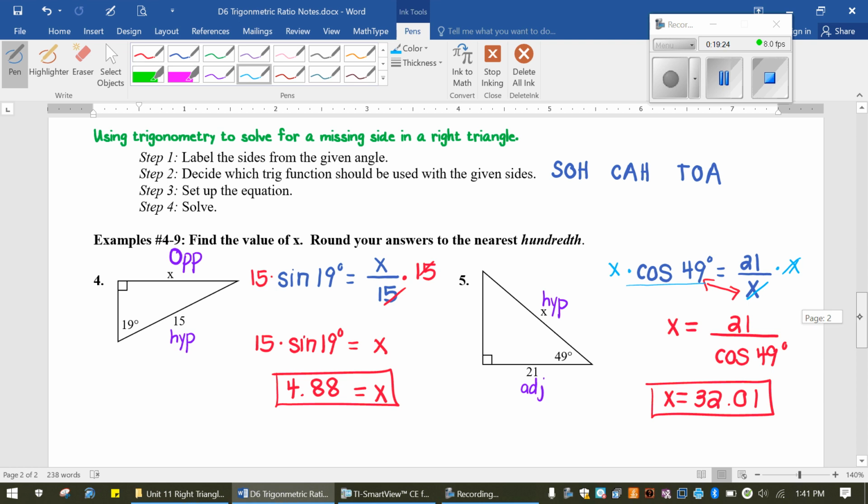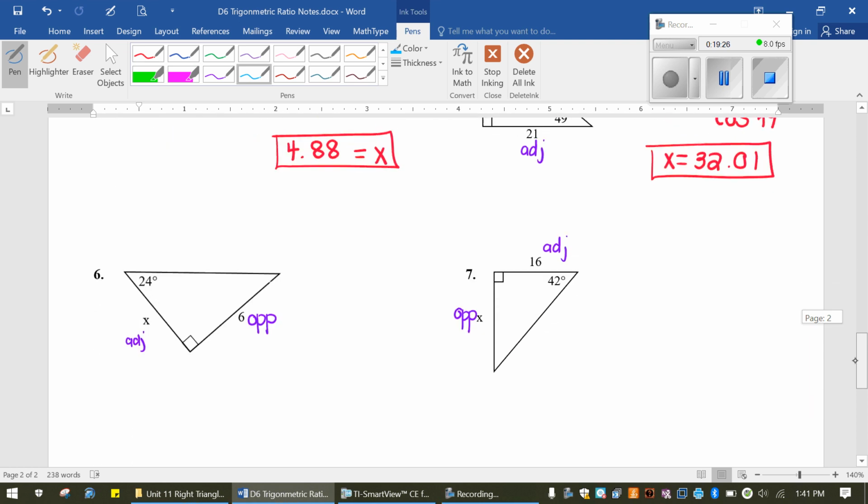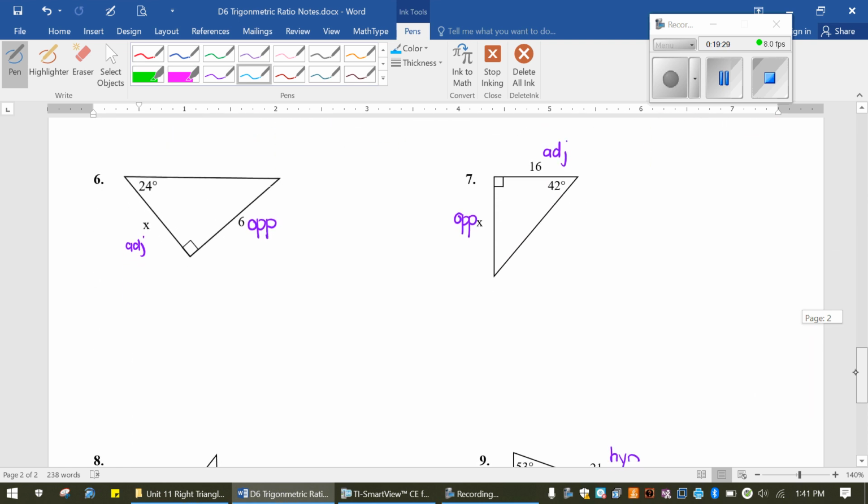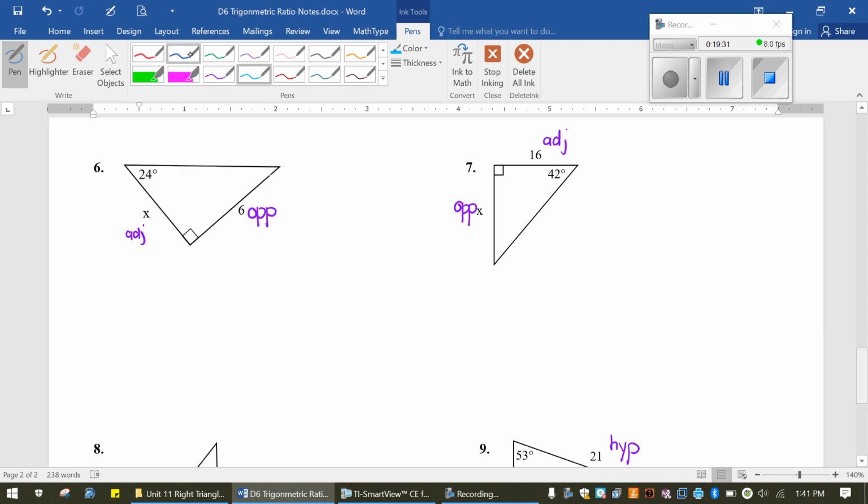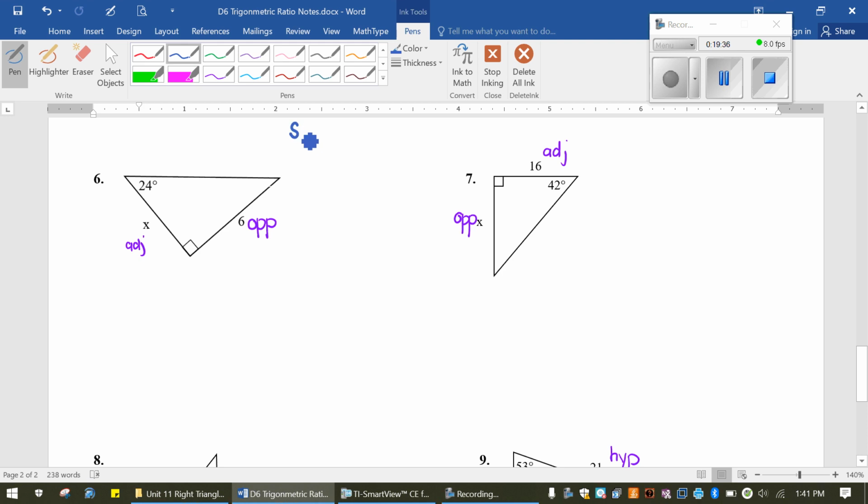All right, let's look at examples 6 and 7. So let me write my trig functions up here again so we have that as a reference. Sine is opposite and hypotenuse, cosine adjacent hypotenuse, and tangent opposite and adjacent. So for number 6, you've got our angle, you've got opposite and adjacent. So opposite and adjacent goes with tangent.